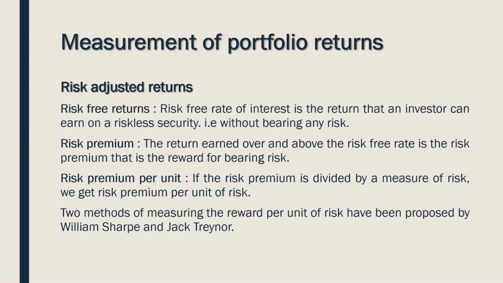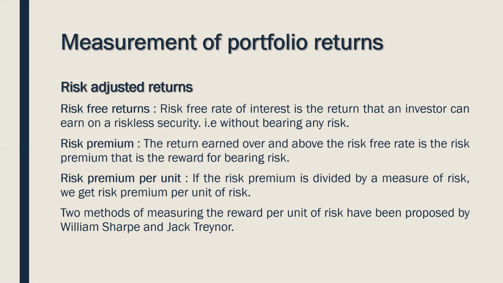You could have simply chosen to go and buy a government security and you would have got a return of 6 rupees. But you chose to bear the risk and therefore you earned an extra 4 rupees over and above the risk-free return. That extra 4 that you got because you are willing to bear risk is known as the risk premium. Now, how will we calculate the risk premium per unit?